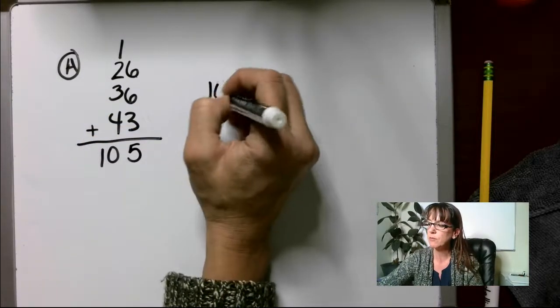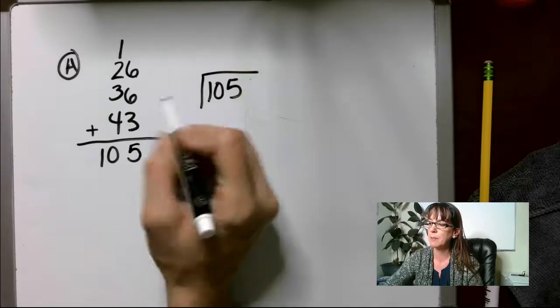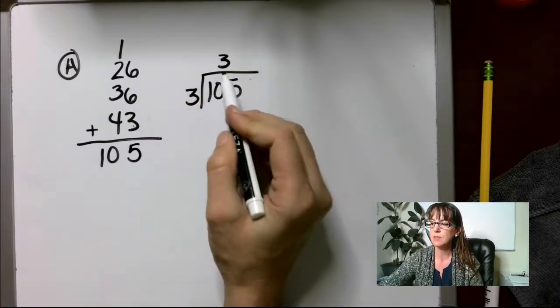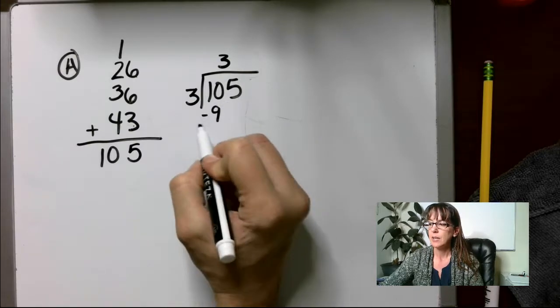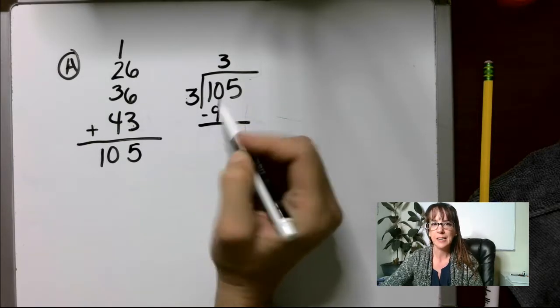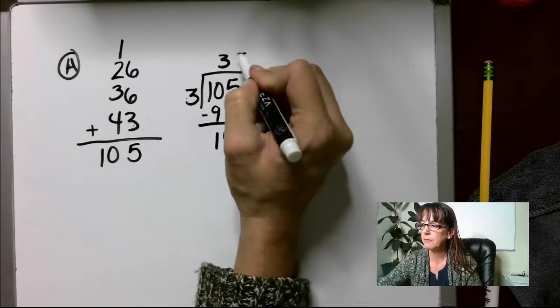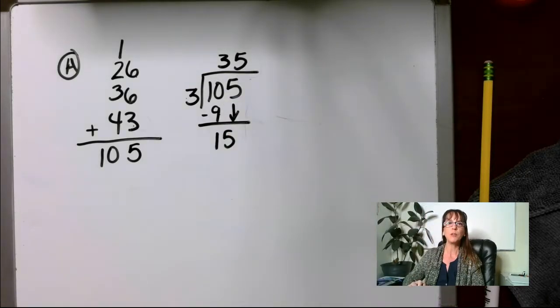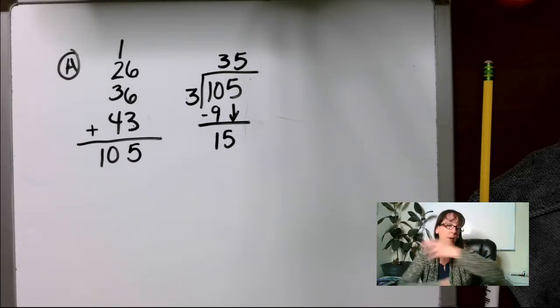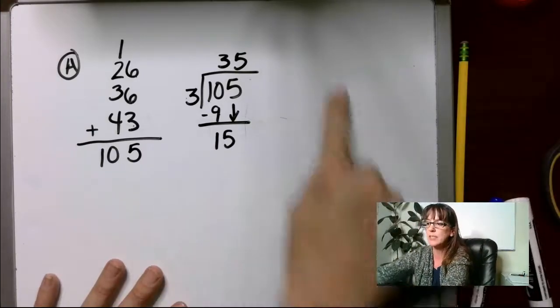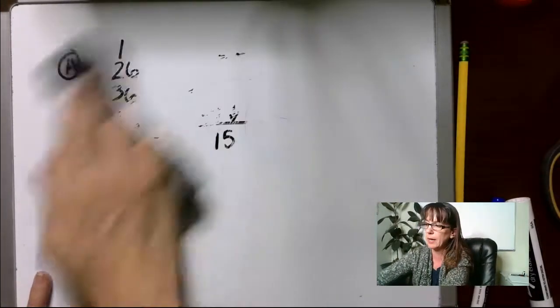We take 105, we divide that by the number of numbers here, 1, 2, 3. 3 goes into 10 3 times without going over. 3 times 3 is 9. When we subtract, we also bring down. 3 goes into 15 5 times. So there were 35 books on each shelf. And so how many were on the first? 35. All right, so for B, your work needs to look like this for all your other problems, okay?